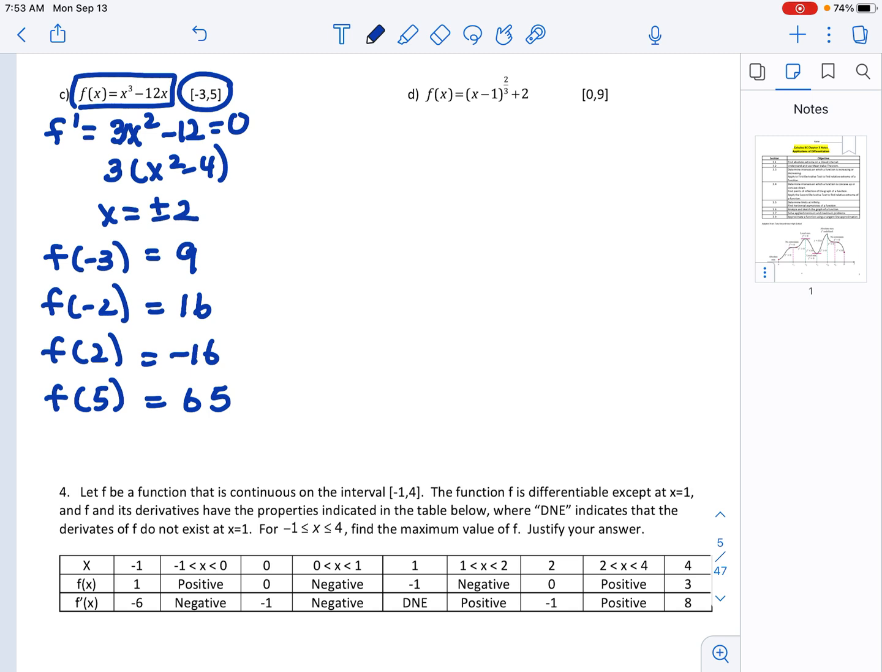Since these are your only possibilities where maxes and mins can occur, the highest y value has to be the highest point on the graph. So 65 is the highest y value, so that's my max. And then negative 16 is the lowest y value, so that's going to be my minimum.